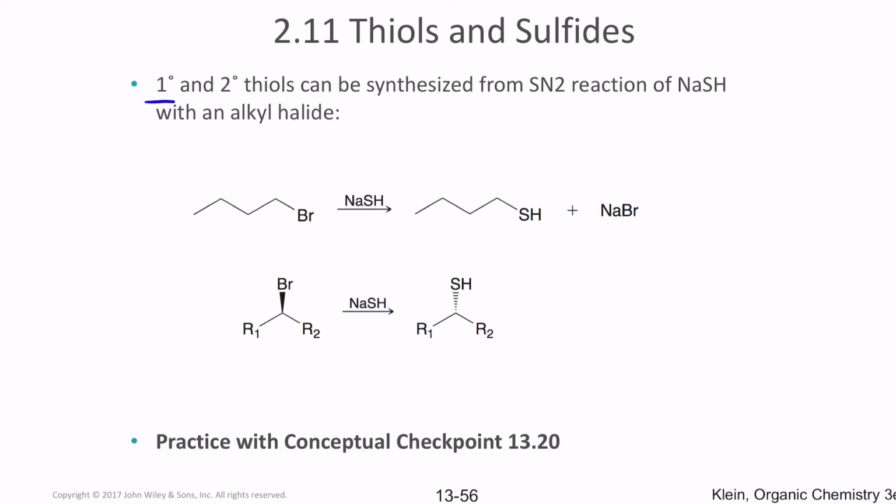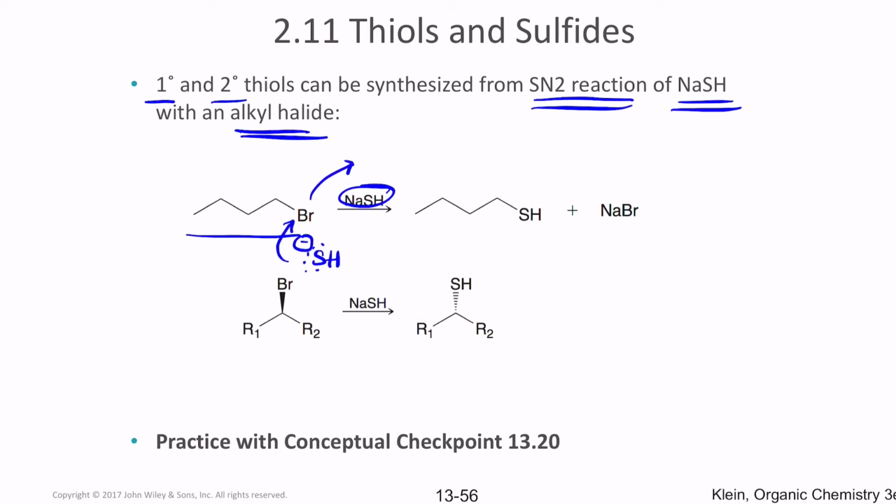Now, primary and secondary thiols can be synthesized from common SN2 reactions by using sodium hydrosulfide with an alkyl halide. For example, if you mix an alkyl halide with NaSH, the SH minus ion, acting as a nucleophile, will attack the carbon and the bromine will go out. This is the idea behind the SN2 reaction.